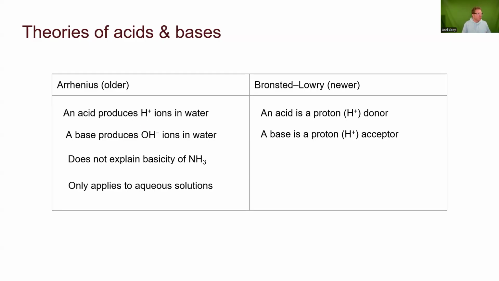Now, the definition that we're going to use and that I want you guys to know is what's known as the Bronsted-Lowry definition. So, the Bronsted-Lowry definition basically says an acid is a proton donor and a base is a proton acceptor. And a fair question there is to say, well, how do I identify one or the other? And I think a good way to look at it is to use some examples.